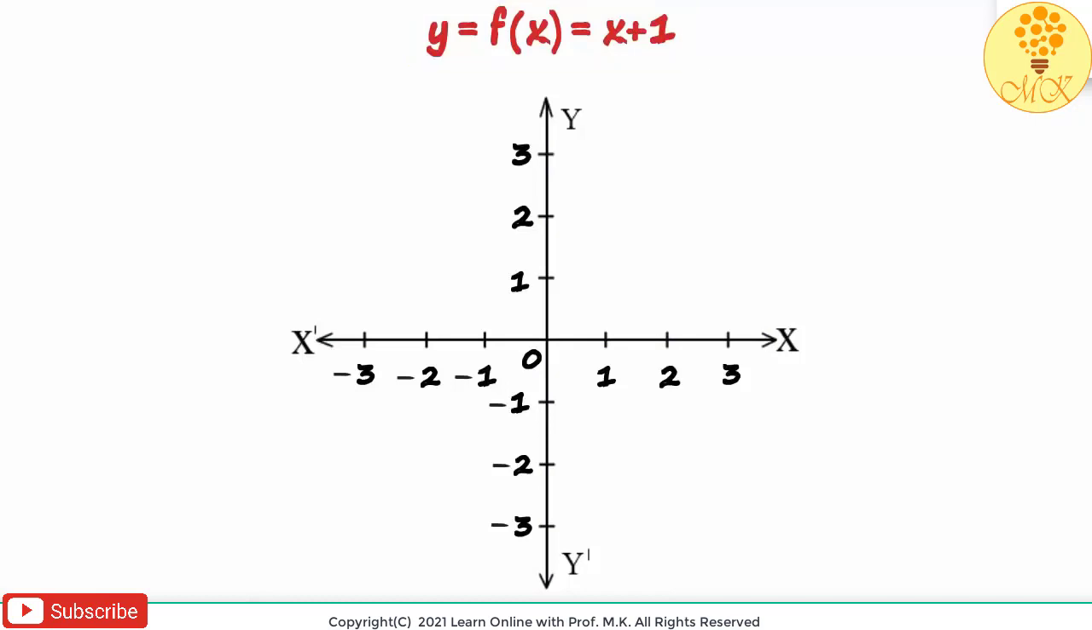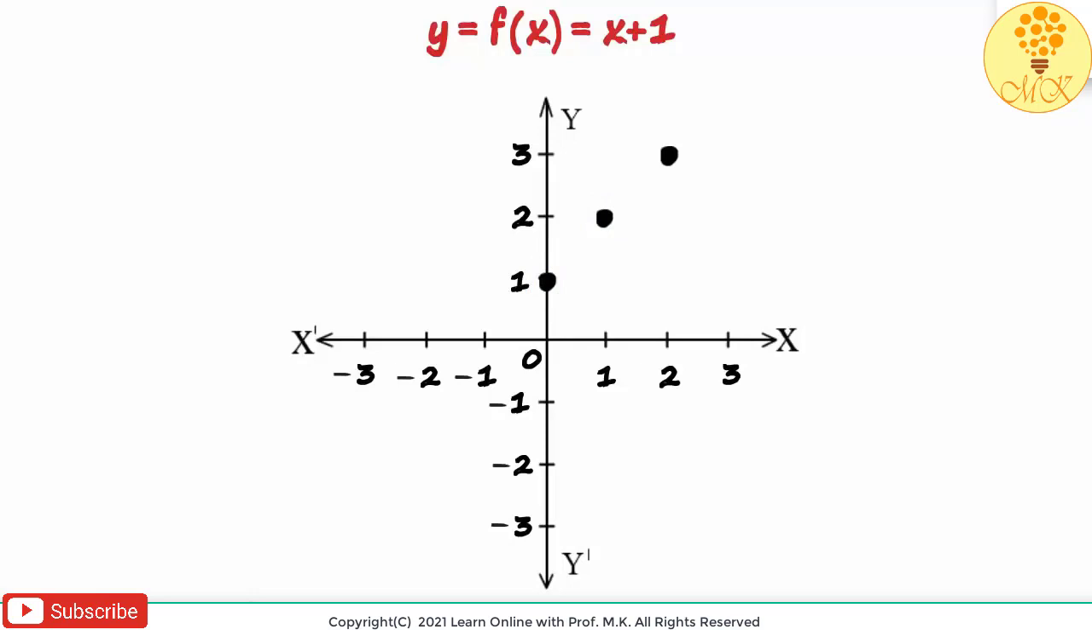To plot it, all we have to do is try substituting a few values in place of x and get different values for y. What will be the value of y if say x is 0? 0 plus 1 is 1. When x is 0, y is 1. This point will be (0, 1). What if x is 1? If x is 1, then y will be 2. So (1, 2) here. If x is 2, then y will be 3. (2, 3). Honestly, even 2 points are enough to draw the line of this equation.